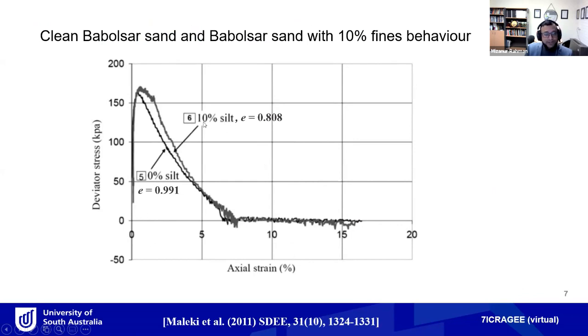Both sand with 10% fines or silt and clean sand have the same behavior, same peak strength, but their void ratio is different. The 10% silt is smaller than clean sand. And ideally, if we look at the same soil, then a lower void ratio means a denser skeleton structure, more density of contact, higher strength. This is not what we see over here. So void ratio is not consistent.